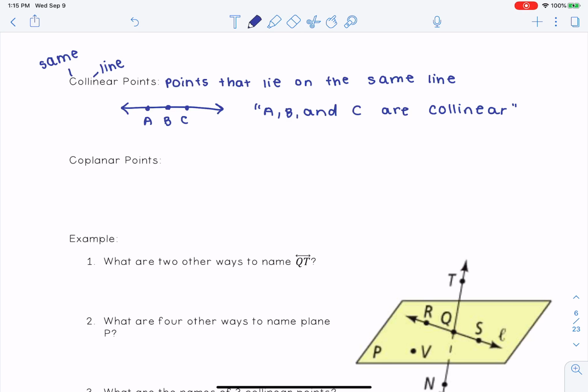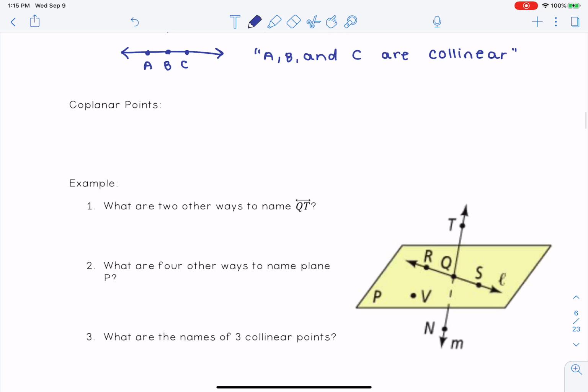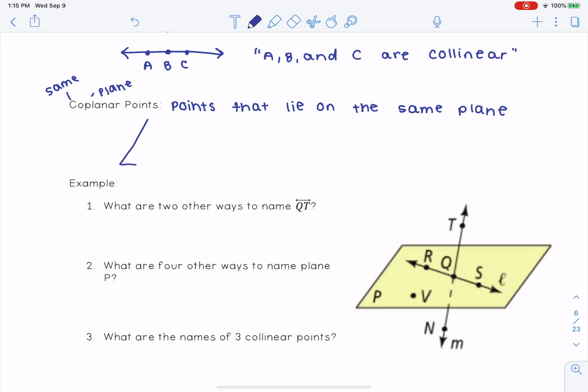Now, what would you think coplanar means then? If you guessed same plane, you'd be correct. So it's points that lie on the same plane. So if I draw my piece of paper like my plane, I've got A, B, and C on it, I would say A, B, and C are coplanar.